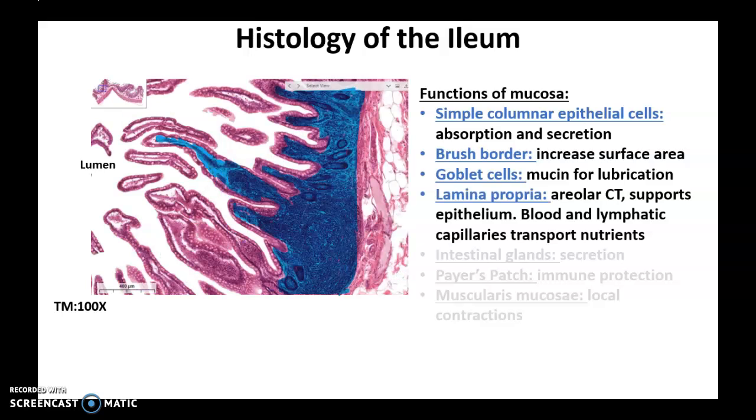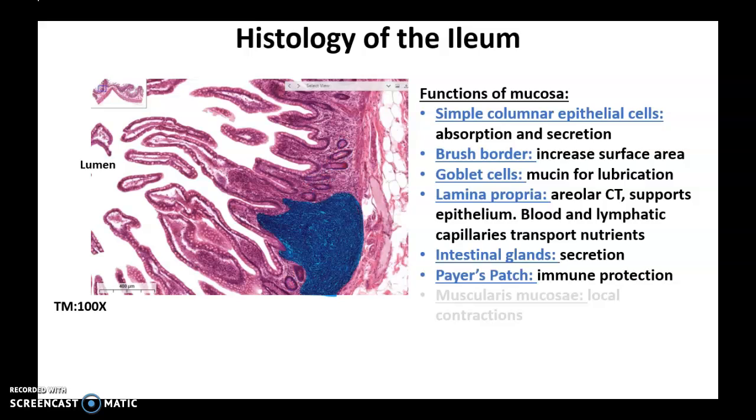The lamina propria is made up of areolar connective tissue, and it has blood vessels and lymphatic vessels, not seen in this picture. But understand that the nutrients that are being absorbed by the epithelial cells then are transported by these blood vessels into the larger vessels that are present in the submucosa. The intestinal glands secrete mucus, enzymes, hormones. The Peyer's patch play a major role in immune defense as they protect our body from growth of pathogenic bacteria.